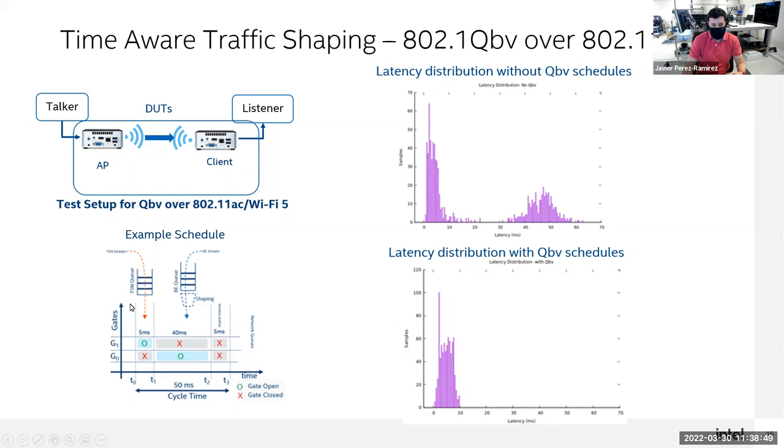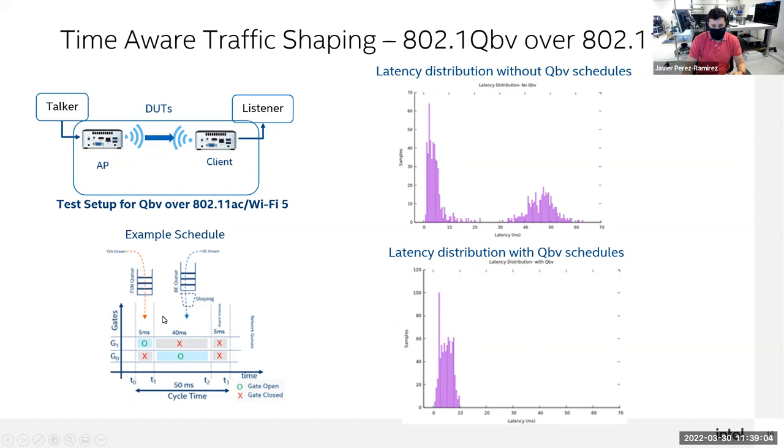So what you do at the beginning of your cycle time, you open the TSN queue, then you serve that packet, and after that you close it, and then you open the best effort queue. And by doing so, you are isolating the TSN traffic from the best effort traffic, regardless of what happens here.